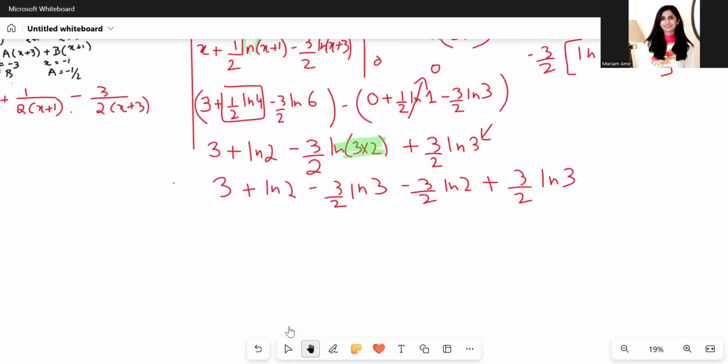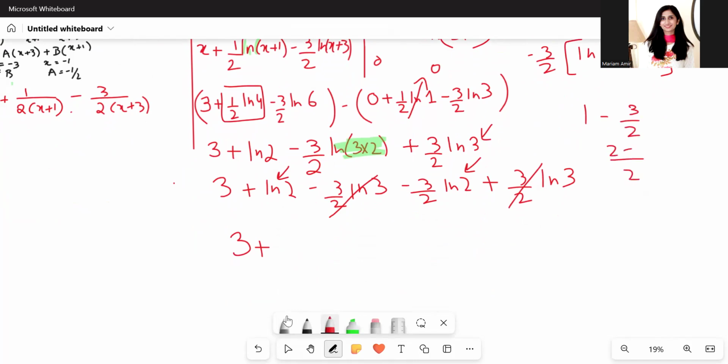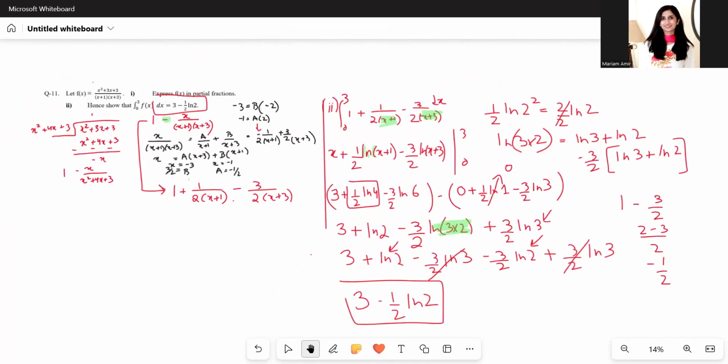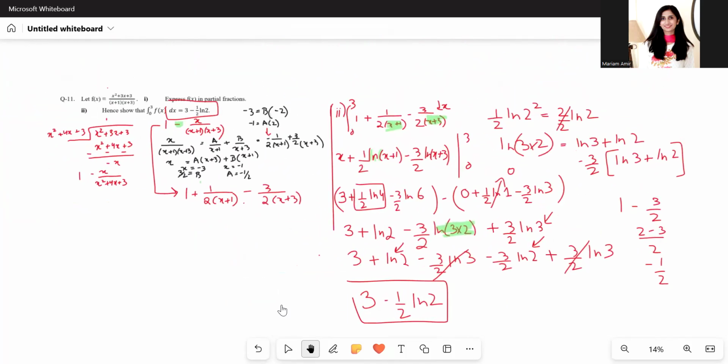Now, very conveniently, this and this cancel out. We have 3 plus, now we're going to add these two, so that one of them has a coefficient of 1, the other one has a coefficient of negative 3 over 2. So when we take the LCM, we get negative half. So we get negative half of ln 2, which is the final answer: 3 minus half ln 2. That is what we had to show.